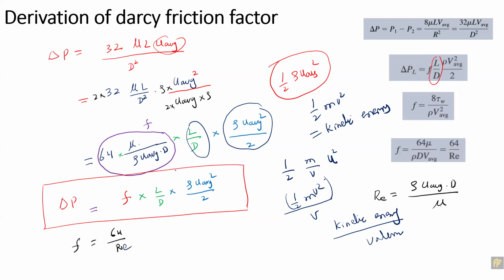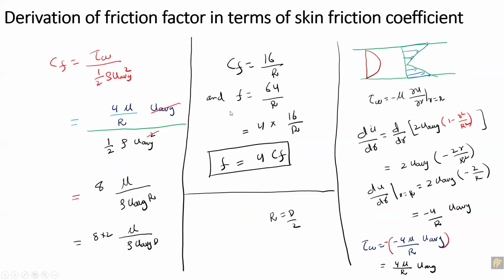So F into L by D into the rho U average square divided by 2. Okay, you might be asking how they come up with this formula. F is equal to 8 times wall shear stress over density into velocity average square. I will derive this also. Okay, now let's move to the second formula.